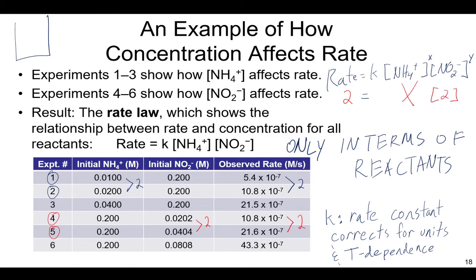I don't have to worry about NH4. I don't have to worry about the K. That'll cancel out. So 2 to the Y is 2. Well, Y is 1. So that's how I knew in the end that these were both 1s and we don't have to write the 1s. There we go. So that's how we go through and determine this.